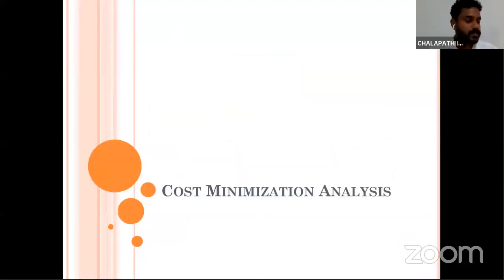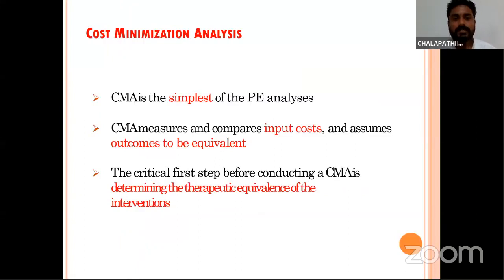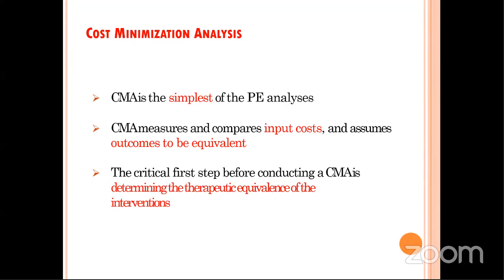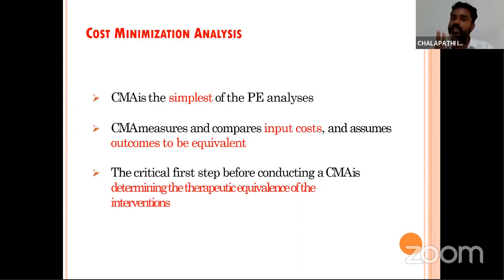So I'm moving to the first analysis, which is cost minimization analysis. As I said, cost minimization analysis is the simplest form of pharmacoeconomic evaluation. It is a simple analysis, but to do it, you should have a hypothesis or evidence that the two comparators, drug A versus drug B, have the same efficacy and same safety. If these two drugs do not have the same efficacy and same safety, you cannot do a cost minimization analysis. The first and foremost criterion is that both drugs have the same efficacy and same safety, with variation only in the cost. Then only you can go with cost minimization analysis.